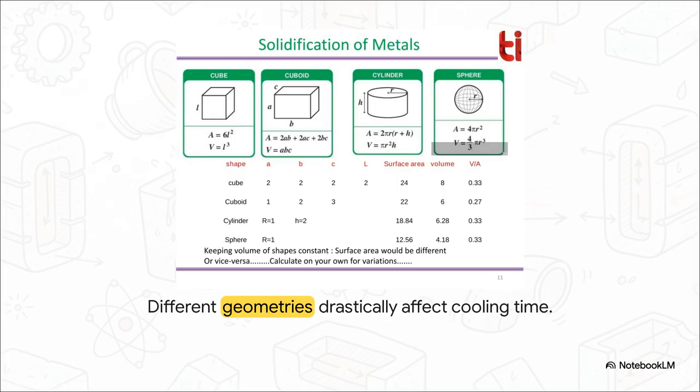If you keep the volume constant, the surface area changes wildly depending on whether the shape is a cube, a cylinder, or a sphere. A sphere has the lowest possible surface area for a given volume, meaning it's going to hold onto its heat the longest. But a shape with a high surface area, like a flat plate, is going to shed its heat and freeze much faster. Engineers literally have to calculate these volume-to-area ratios for every single section of a complex casting to predict exactly how the whole thing will cool down.